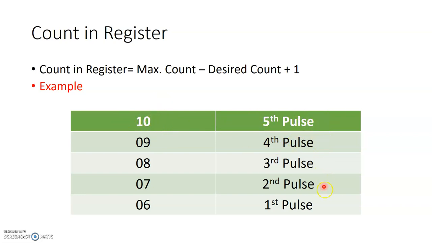So the 5 pulses corresponding to count 5 have been achieved if we put the register value equal to 6, and the 6 is obtained if we put 10 here: 10 minus the desired count, 10 minus 5 is 5, and plus 1 is 6. So there's an analogy to understand how this formula came.